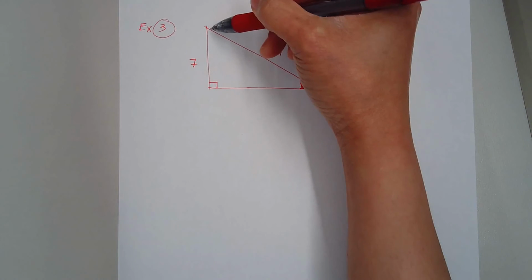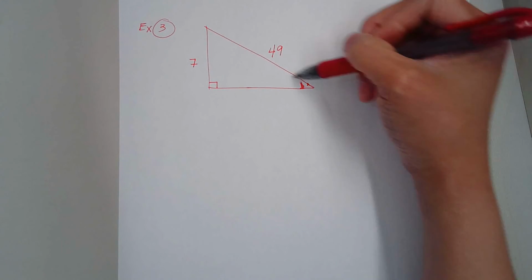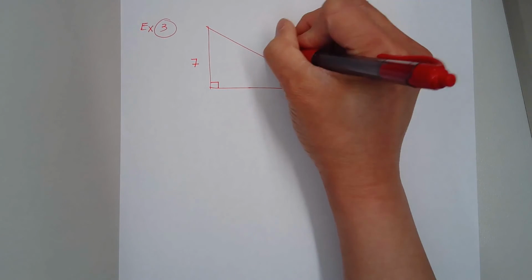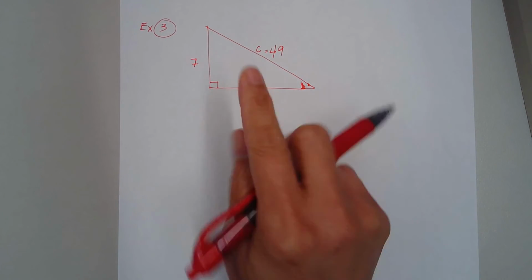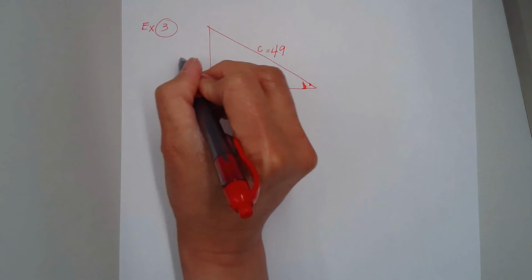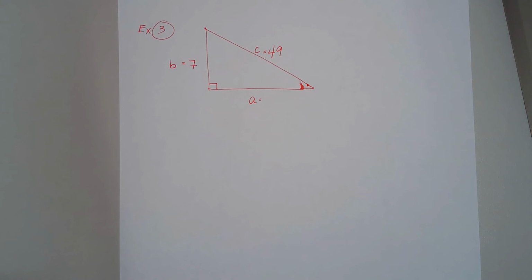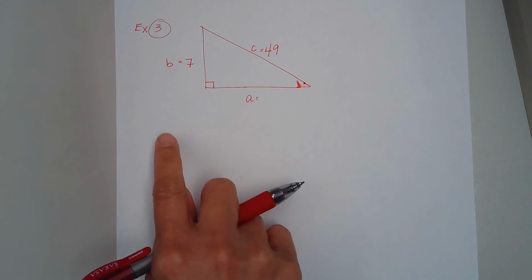So, what do you call this side? Hypotenuse. Which letter is that? A, B, or C? C. This missing side, we're gonna call it A. Then this one would be B. Okay. So go ahead and write down the formula. Formula first.